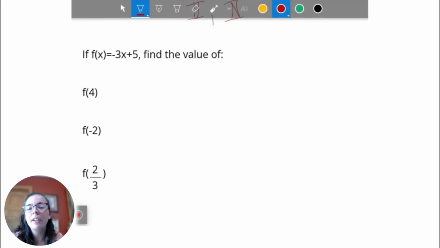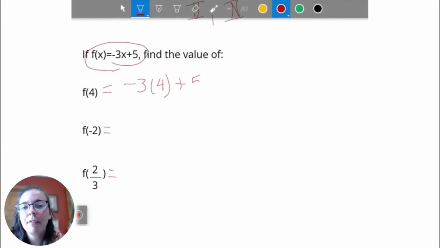All right, and now another thing for functions is you have to be able to plug in and find the value of a function. So f of 4, f of negative 2, and f of 2/3, we need to find those if f of x equals negative 3x plus 5. So f of 4 would be negative 3 times 4 plus 5. Negative 3 times 4 would be negative 12 plus 5. That'll give me negative 7.